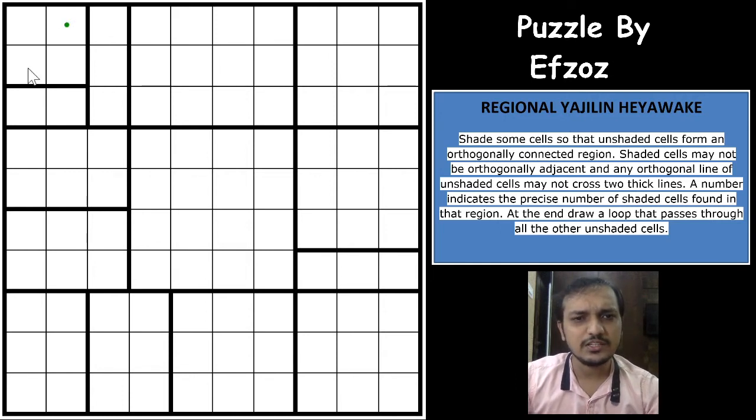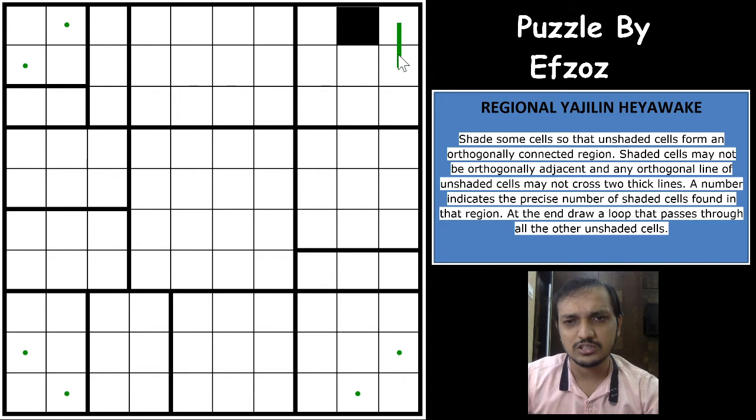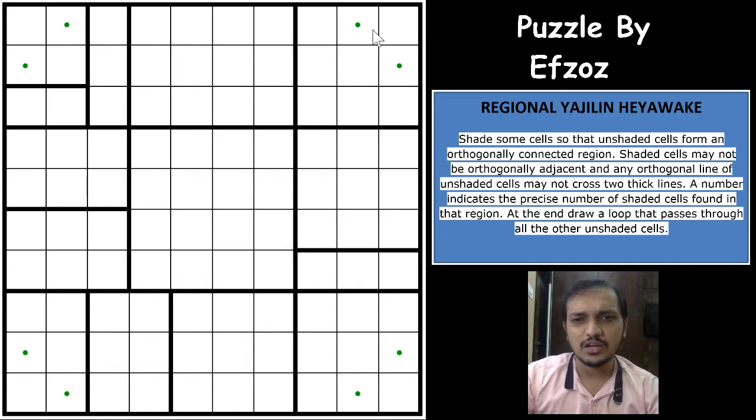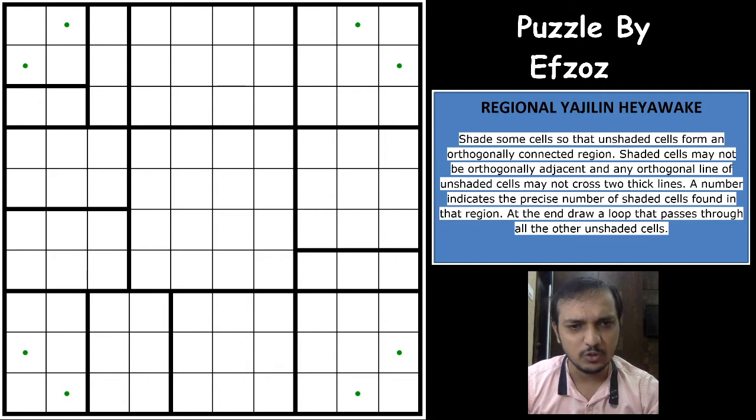So usually in a regional Yajalin puzzle, you mark the cells one cell away from the corners, right? Because if you have this cell as shaded, this cell would have to be unshaded, and you cannot make sure that the loop goes inside and comes out, right? So in a regional Yajalin puzzle, you usually mark the cells one cell away from the corner cells as being a part of the loop, right?